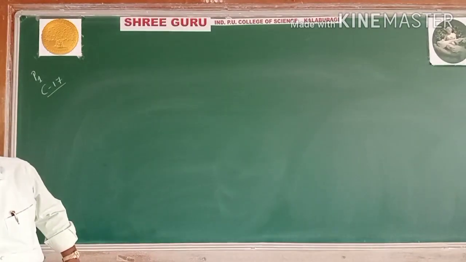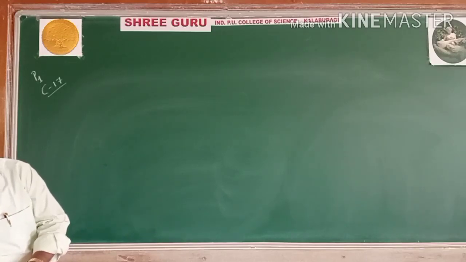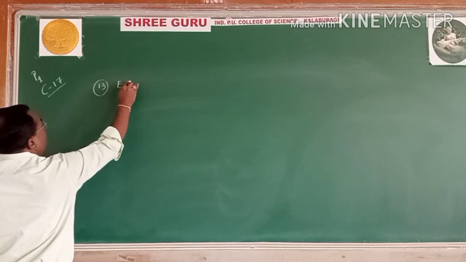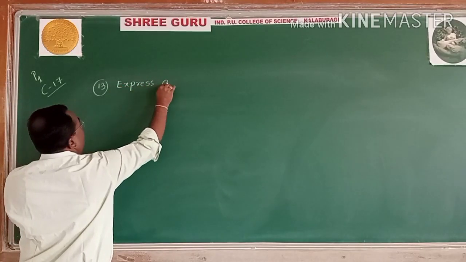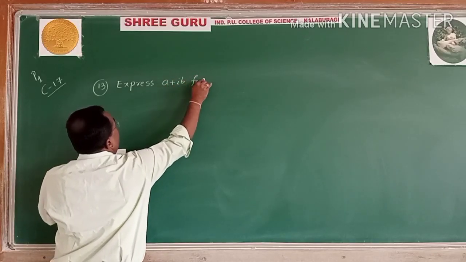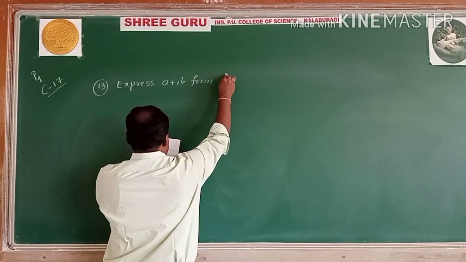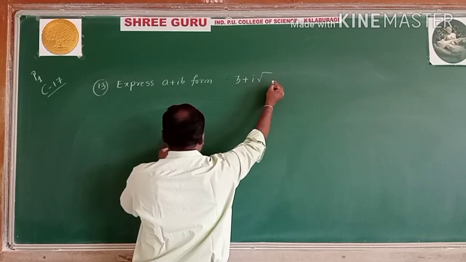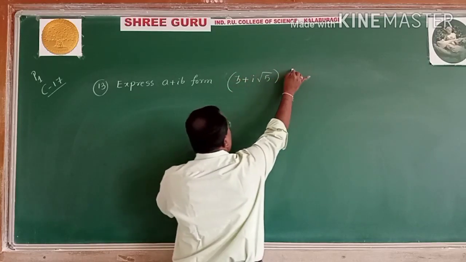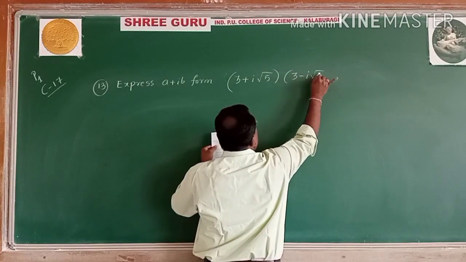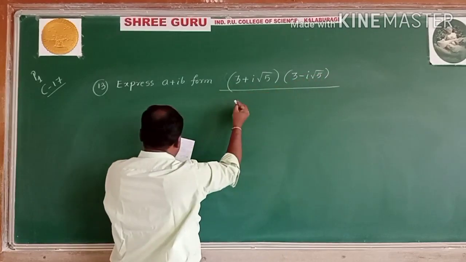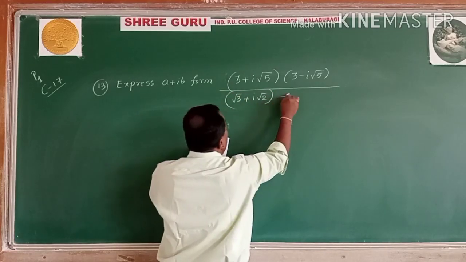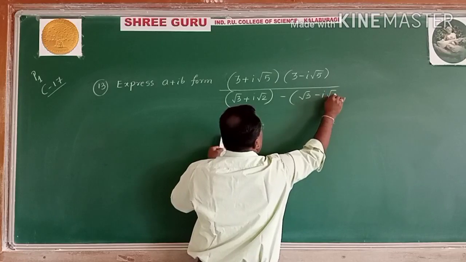Next, example number 13. Express in a plus ib form: (3 plus i root 5) into (3 minus i root 5) whole divided by (root 3 plus i root 2) minus (root 3 minus i root 2).